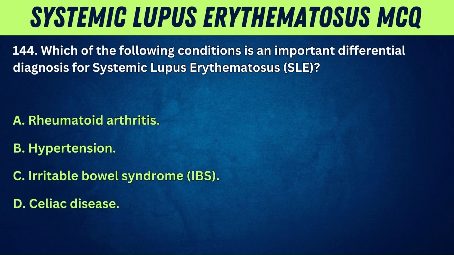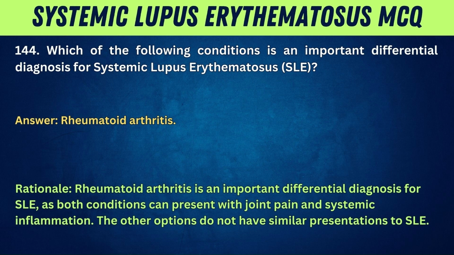144. Which of the following conditions is an important differential diagnosis for systemic lupus erythematosus, SLE? A. Rheumatoid arthritis. B. Hypertension. C. Irritable bowel syndrome, IBS. D. Celiac disease. Answer: rheumatoid arthritis. Rationale: rheumatoid arthritis is an important differential diagnosis for SLE, as both conditions can present with joint pain and systemic inflammation. The other options do not have similar presentations to SLE.